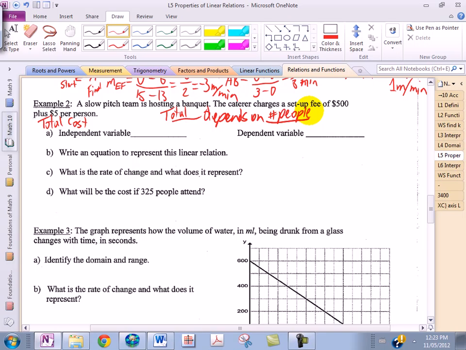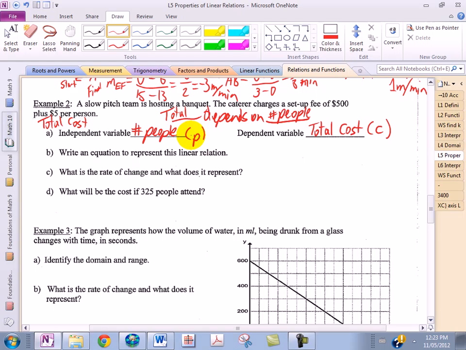So your independent variable is the number of people, and that is going to affect the dependent variable, which is the total cost. What letter should we use for total cost? C. Sounds good, capital C. What about for number of people? Usually we use a lowercase for that, little p. Okay? All right. So read the question again and write the equation.